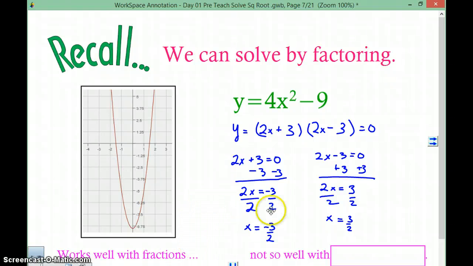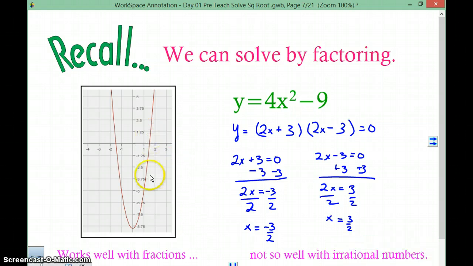But, you know how mathematicians are. They say it works well with integers, it works well with fractions. What else is on the number line? Well, what if the roots are irrational numbers? That would be really hard because we can't factor if the roots are irrational numbers.